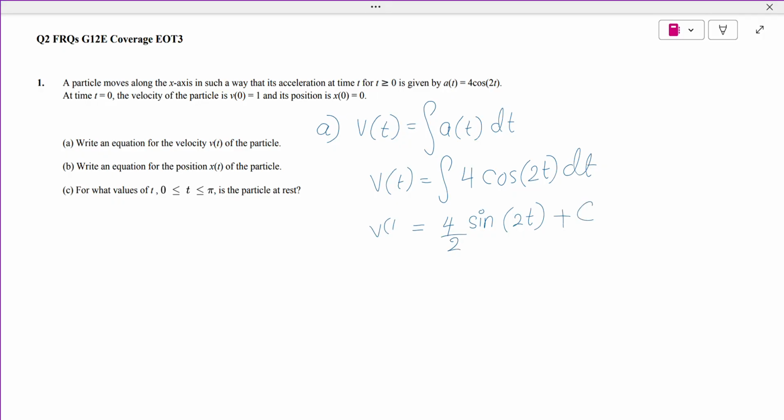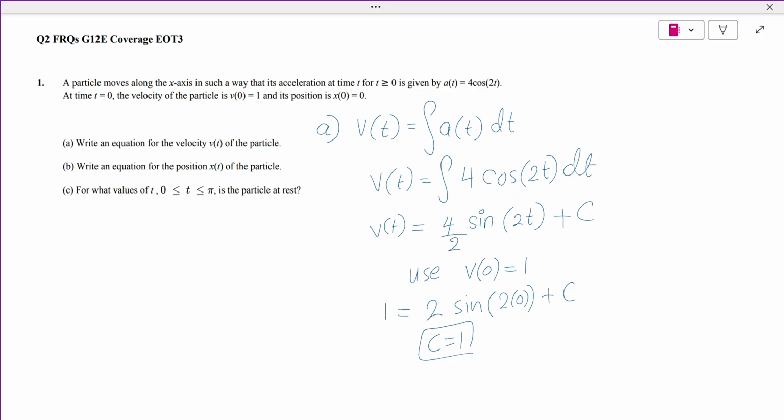This is v of t, right? So we can use the initial condition now. We can use the initial condition v of 0 equals 1 to find the value of c, okay? So replace t with 0 and v of 0 with 1. So this is going to be 1 equals 4 over 2, we can just write it as 2, sine of 2 times 0 plus c. Well, sine of 0 is 0. That means c equals 1.